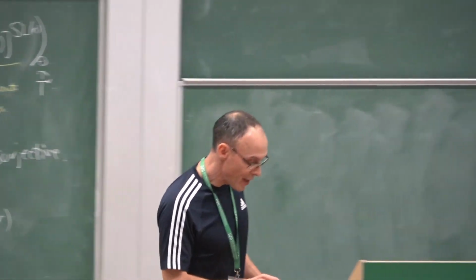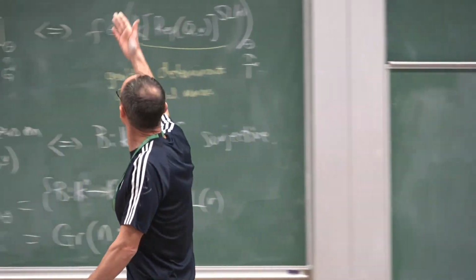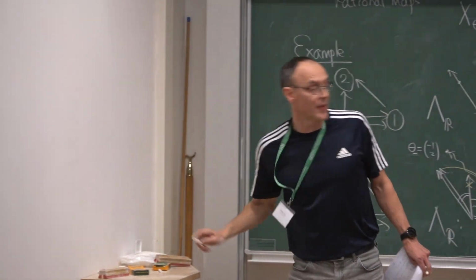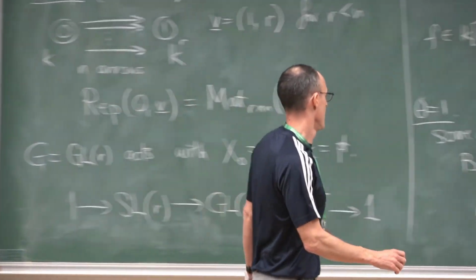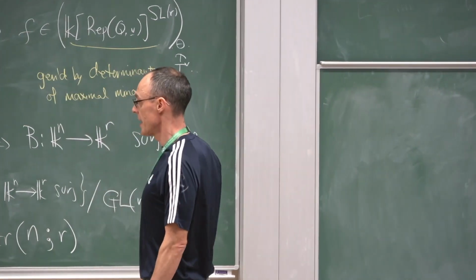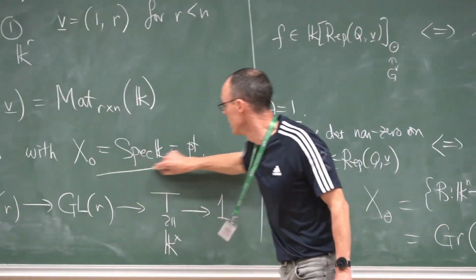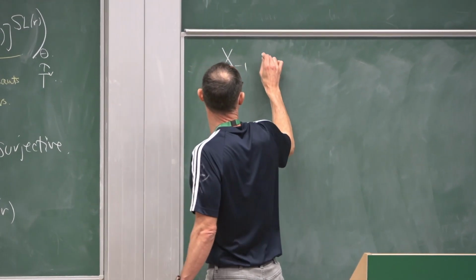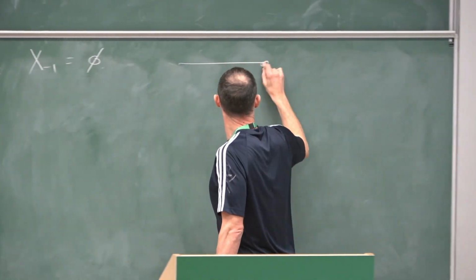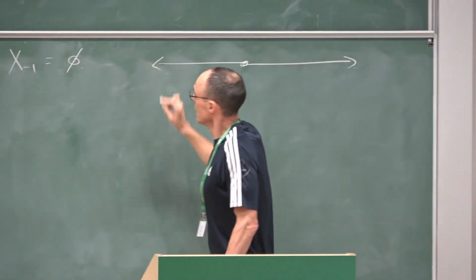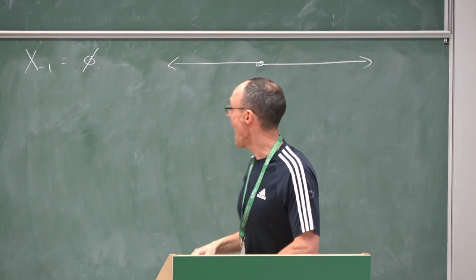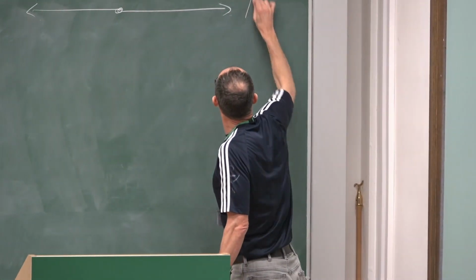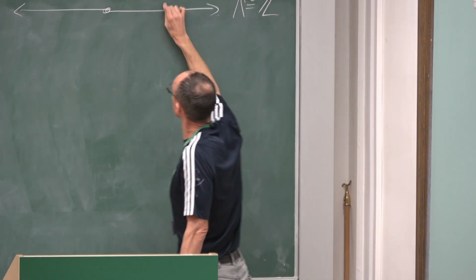For theta equals 0, I've already told you what it is. So X naught is Spec K, just a point. And it's empty otherwise. So, where did I see? Yeah, so X naught is here, and then it's empty otherwise. So X minus 1 is empty. And so now you can actually see the GIT fan happening here. So it's the place where theta lives. So this is in lambda, which is isomorphic to the integers.